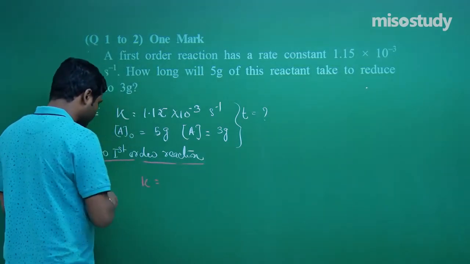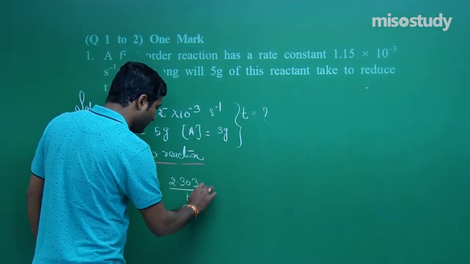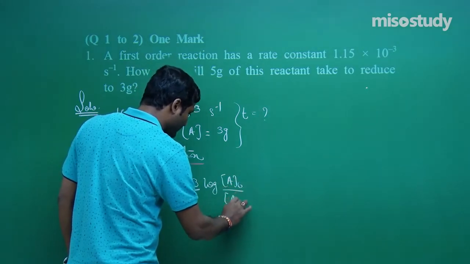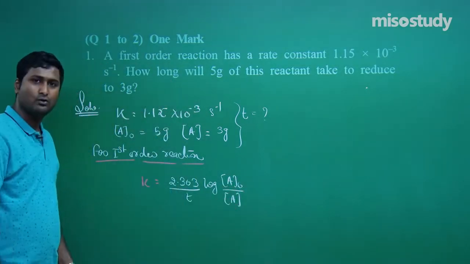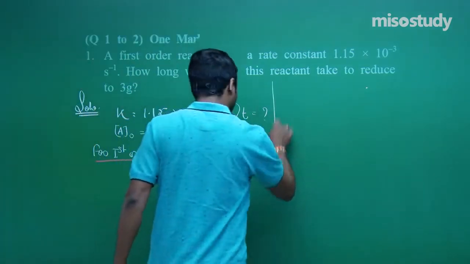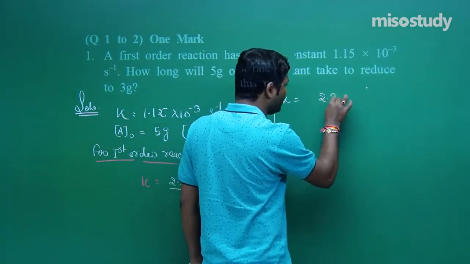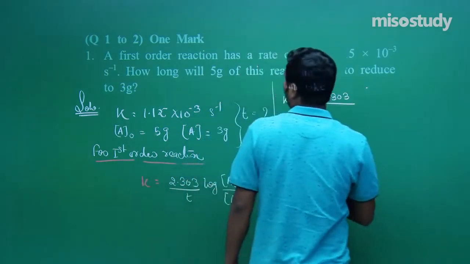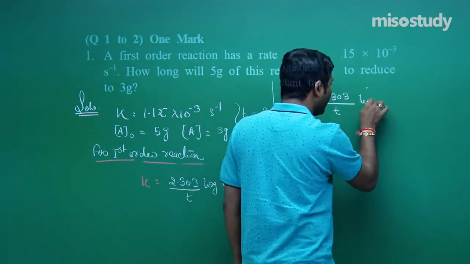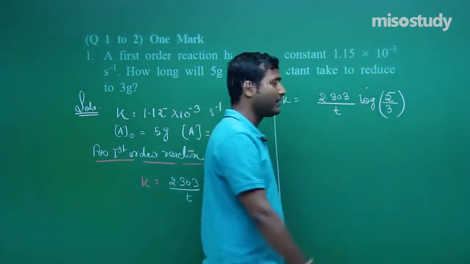K is equal to 2.303 upon T log A naught upon A. Yes sir, definitely. K is equal to 2.303 upon T log A naught upon A. Now put the values. K is equal to 2.303 upon T. What is T here? That is the value we need to find. Log A naught, what is A naught here? 5, and A is equal to 3.